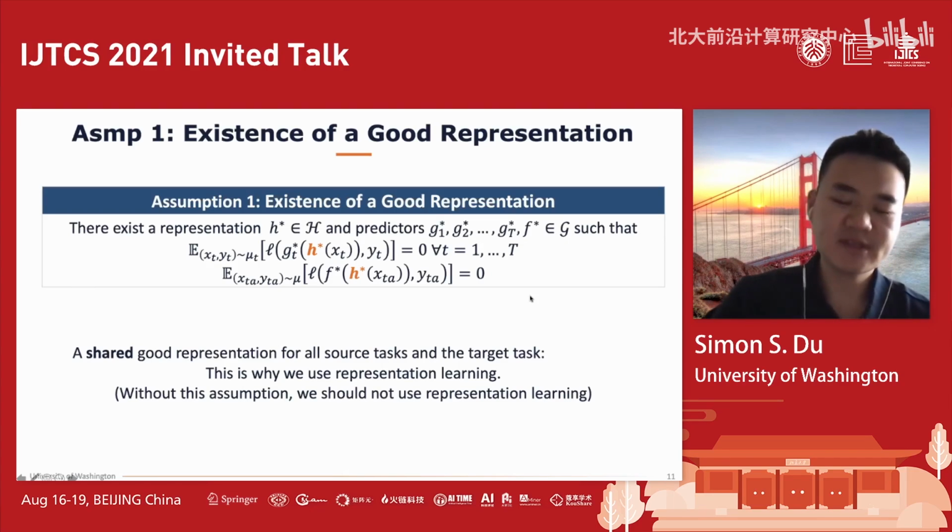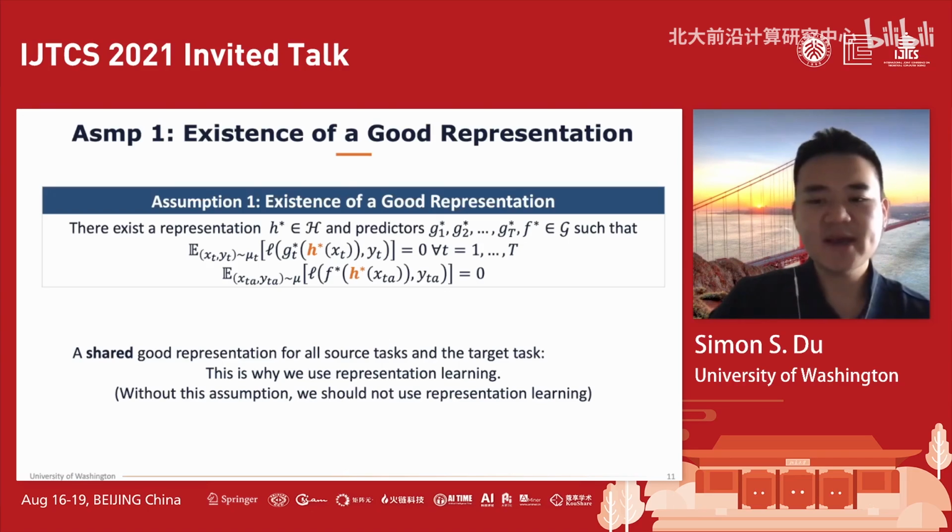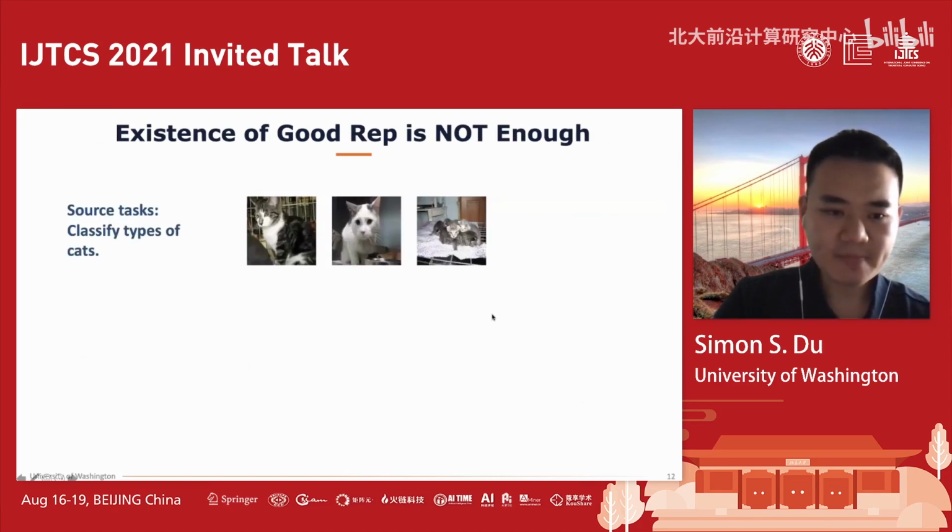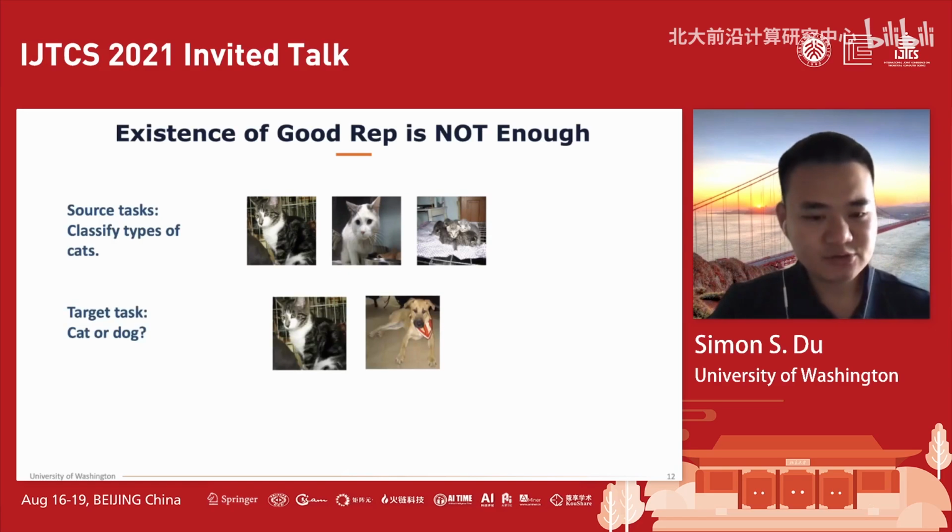The next natural question is whether this assumption alone is enough to prove that representation learning is helpful. Here, let me give you an intuition why this assumption alone is not enough. Suppose your source task is about classifying different types of cats. You can use these cat images to learn a representation. However, the target task asks you to classify whether an image is a cat or a dog.